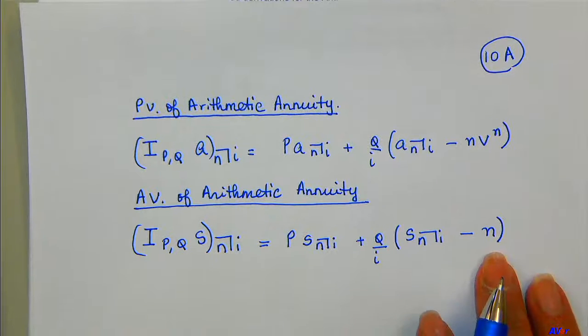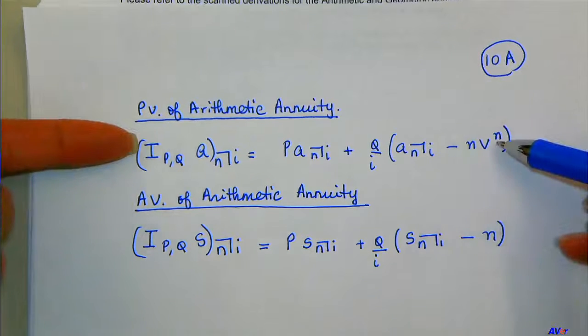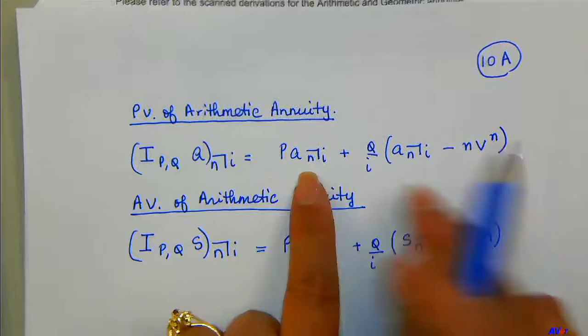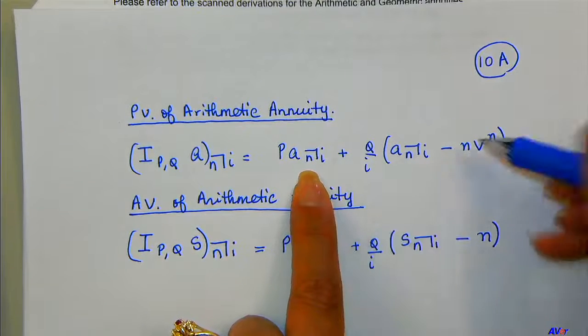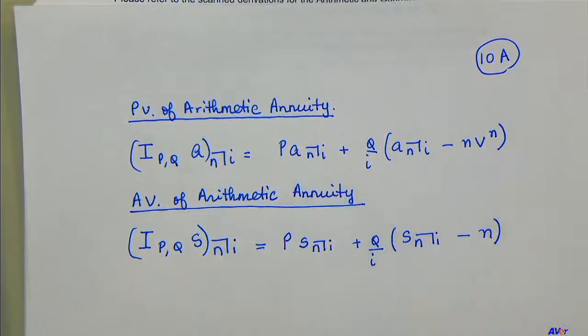Okay. So memorize this one, and then if you need the accumulated value, you'll just look at this and change all the a's to s's and drop the v to the n term. Are you with me? Okay.